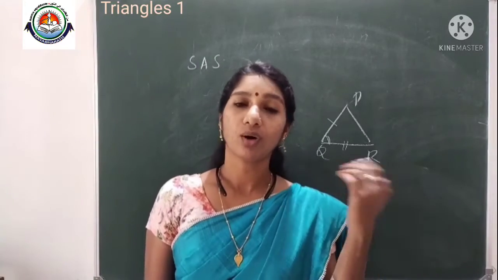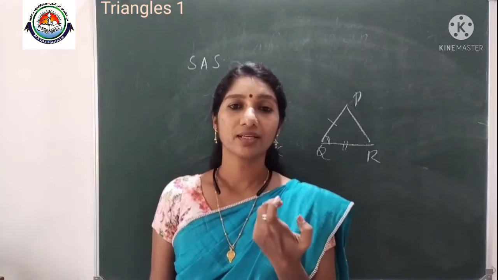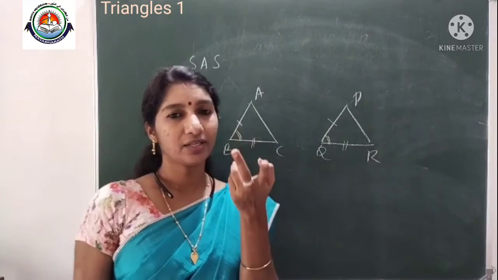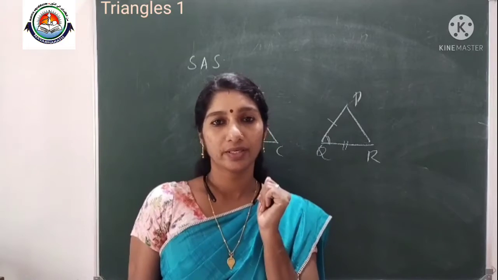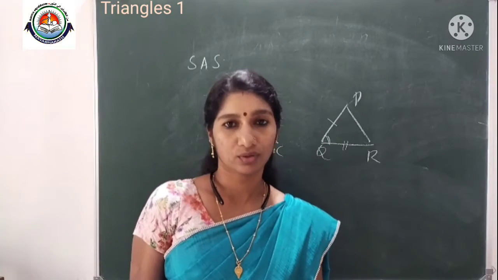So instead of checking all the angle measures and all the side measures, we can check these three pieces of information to say whether the two triangles are congruent or not. Any two sides and the included angle being equal in two triangles means we can say the two triangles are congruent.